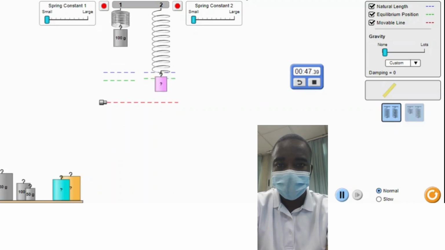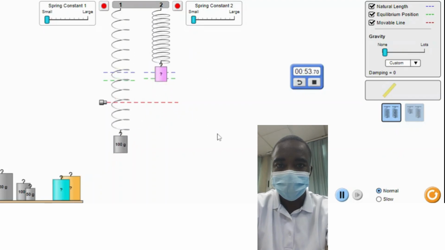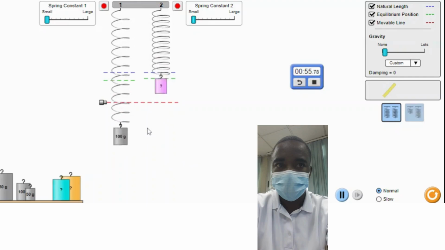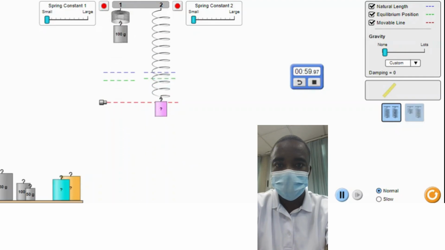The spring constant determines the stiffness of the spring. A higher spring constant results in a shorter period of oscillation. The natural length of the spring affects the equilibrium position, but does not directly affect the period of oscillation.